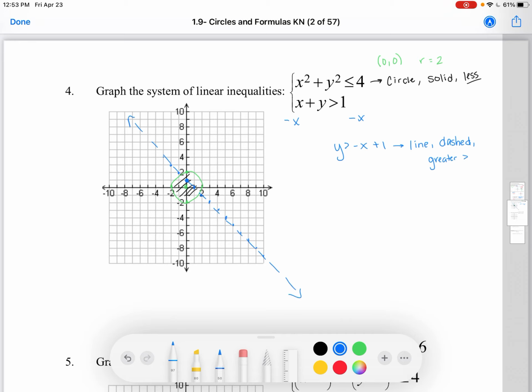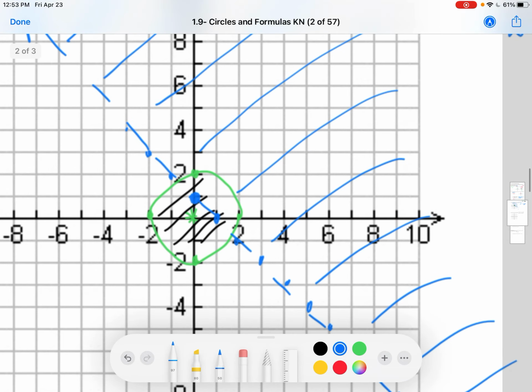And I'm going to want everything greater, so it's going to be up here. And the key to point out here is when we go to shade, we want the overlapping section, which is going to be inside of this circle here. So that is the section that I would grade you on. That is the section that needs to be overlapping. What that means is that anything that lives in that shaded area, any of those coordinates are going to work for not only one equation, but both.